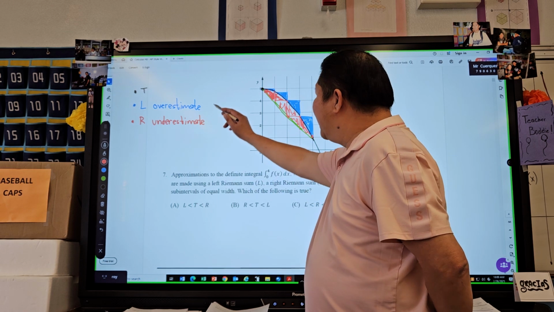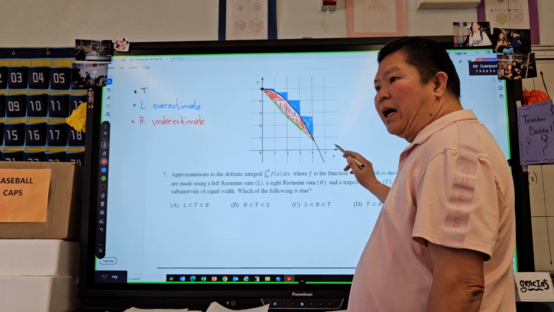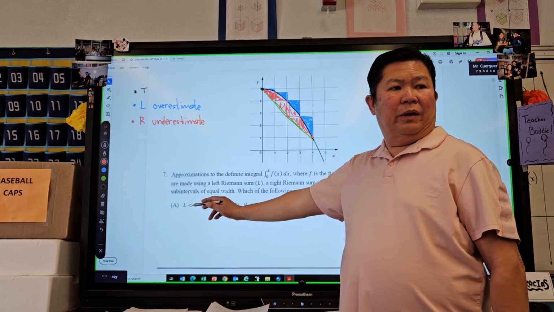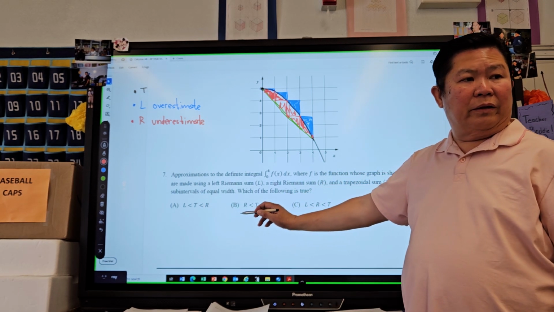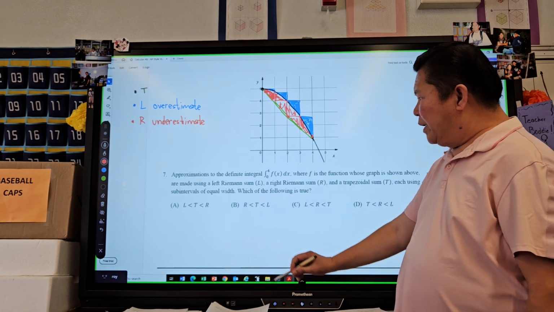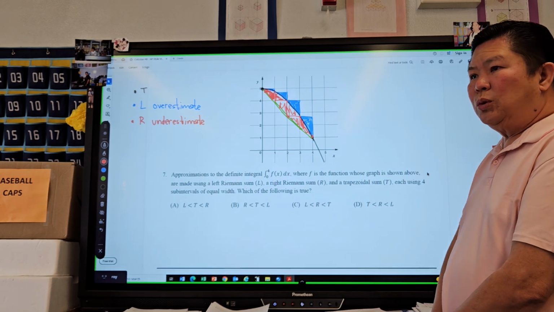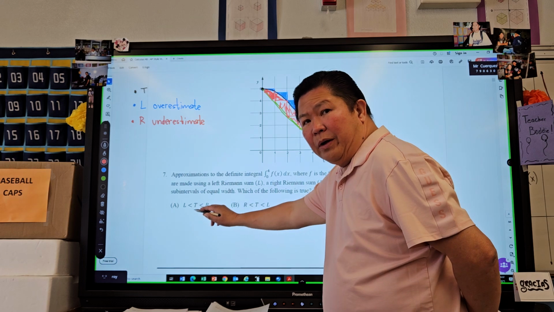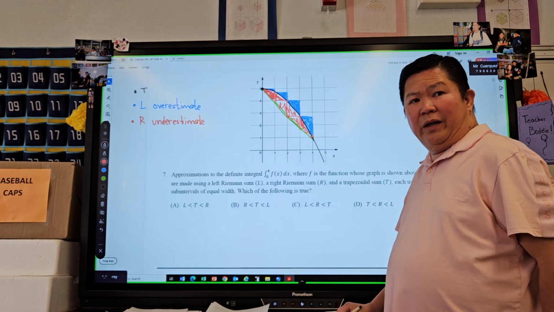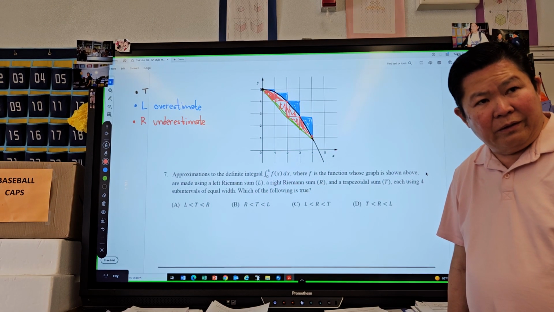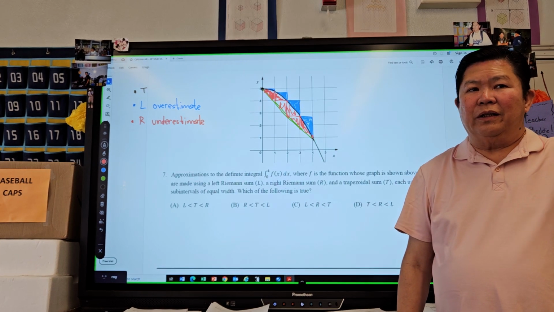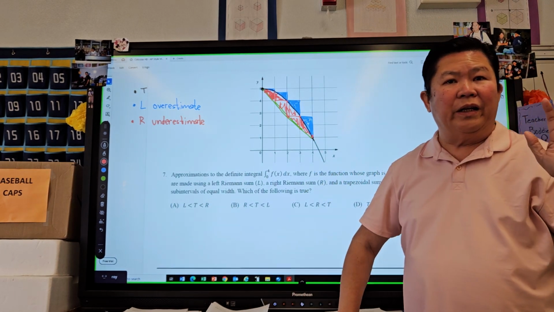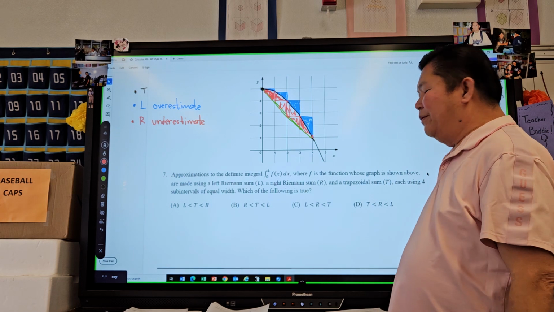So, therefore, the T, which is the black color, is between the left Riemann sum and the right Riemann sum. Is this statement true? For this, less than. Is it less than? Yes, no. Tell me honestly. Raise your hand if you choose this one. Less than? No. Okay. Very good.